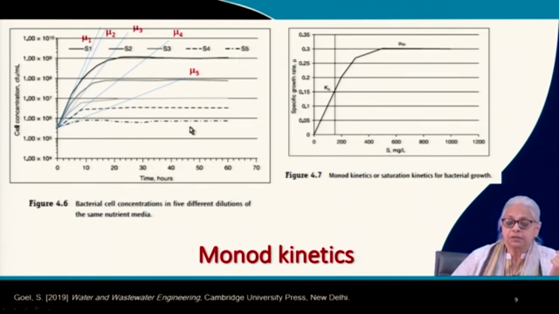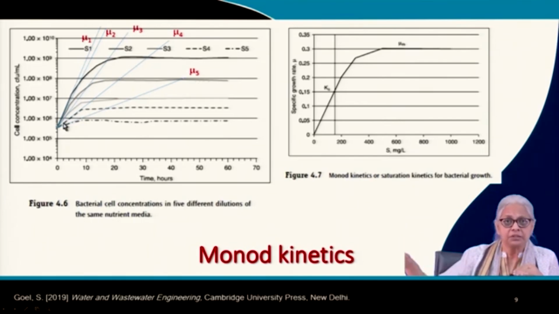S5 is the lowest concentration and S1 is the highest concentration. On the y-axis you have the cell concentration, and on the x-axis you have time in hours. Now when you run each of these batch cultures, you are likely to see the curves that are shown in this graph. At some point you will find that they reach stationary phase.